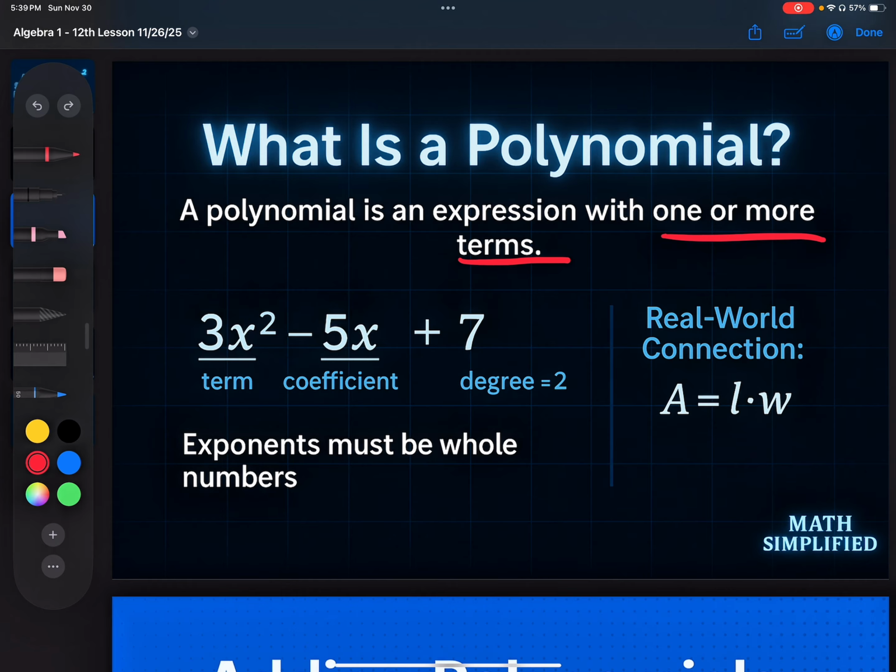So exponents also must be whole numbers to be a polynomial, okay? So here, if you notice, the highest degree that we have is 2. What do I mean by highest degree? It's like the highest exponent that we have here. Even though we have a 5x here, the invisible exponent here would just be 1, okay? Just so you guys know. So the highest exponent that we have is 2. That's why we say that the degree is 2.